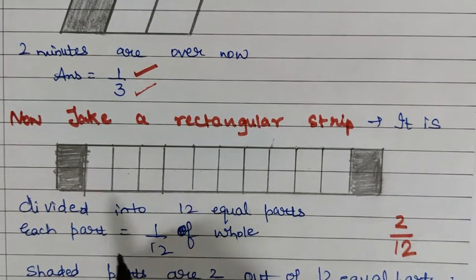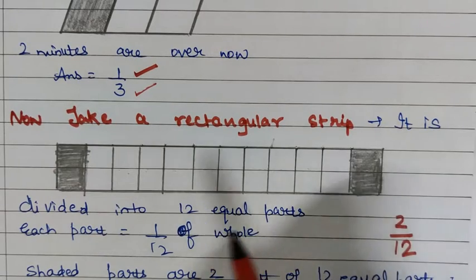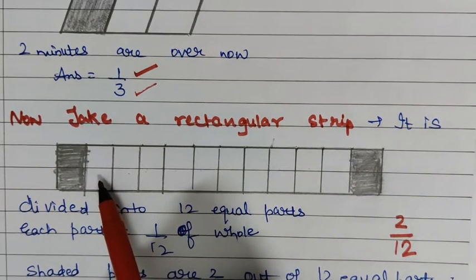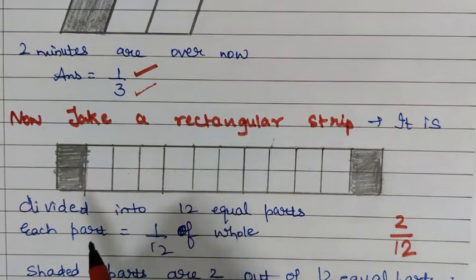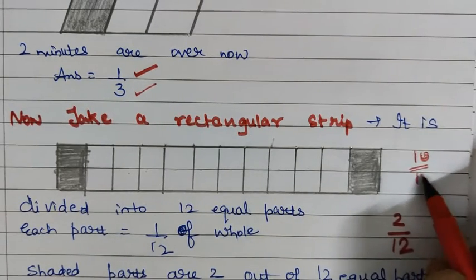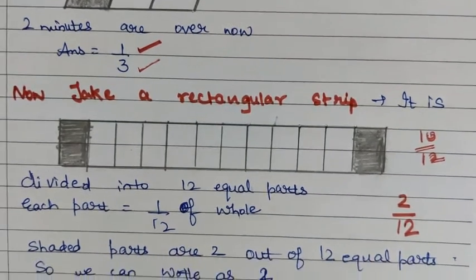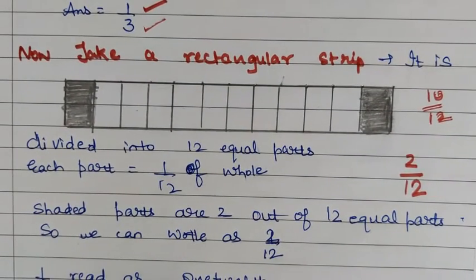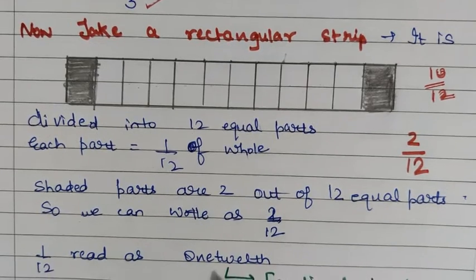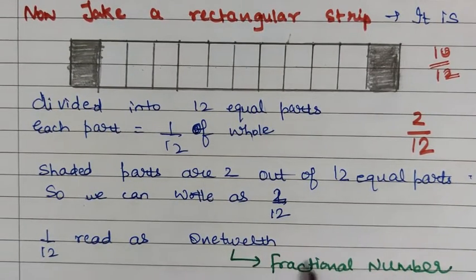Now if I have to write the fraction for unshaded part, how many unshaded parts are there? 10. So the fraction for unshaded part will be 10 by 12. Clear? Children, 1 by 12 can be read as 1/12. That is a fractional number. Let us discuss a question for this.